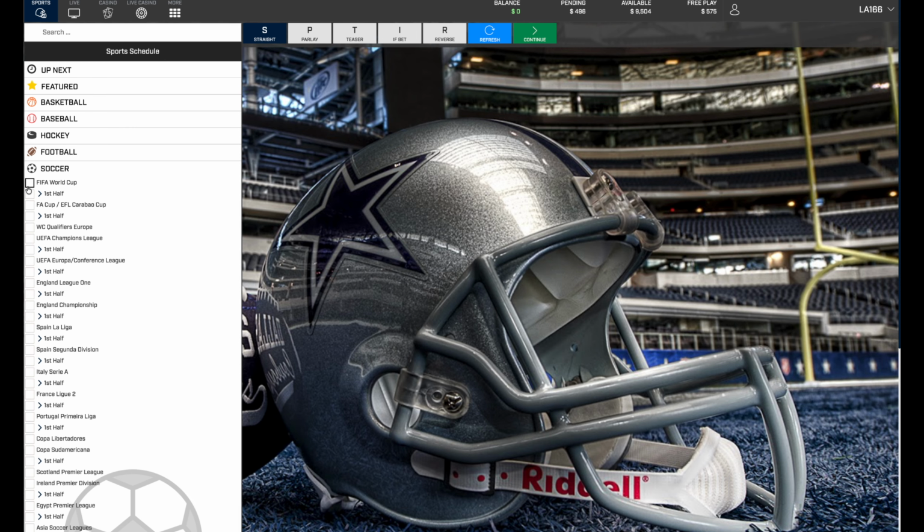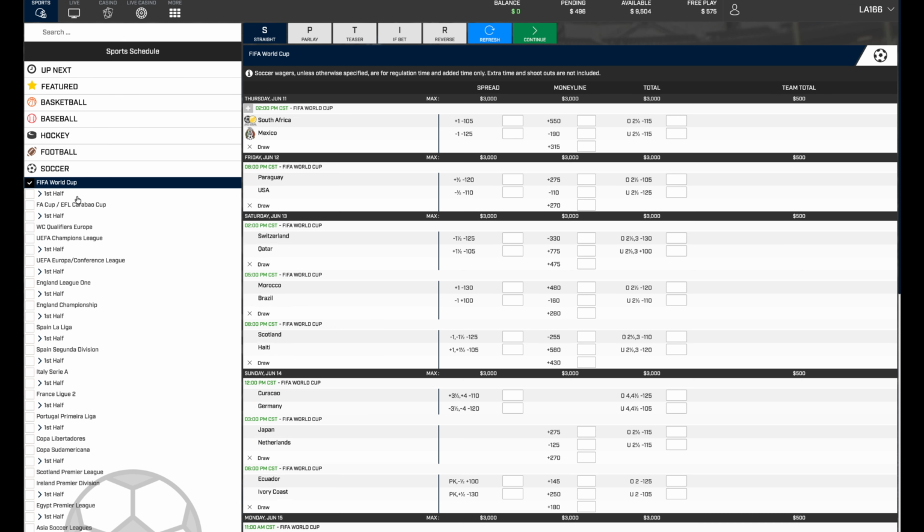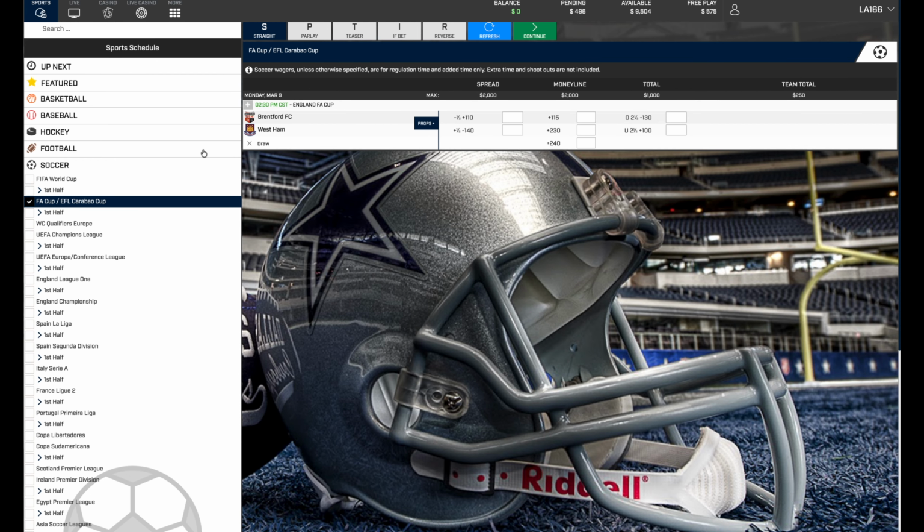The first thing you need to be aware of is that some of the betting options listed on here are for a good ways out. They're months away. You can see the date right here. This is Thursday, June 11th. This is the FIFA World Cup, so it doesn't start for a minute. But some of the other ones down here just start immediately. Like this game is today, so that's much closer.